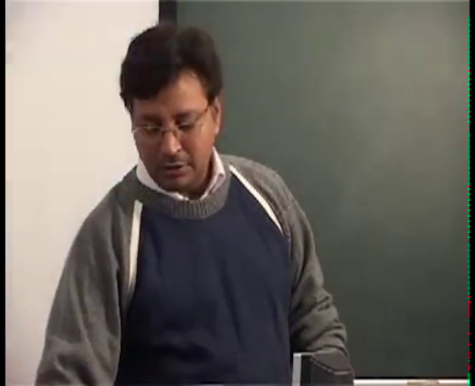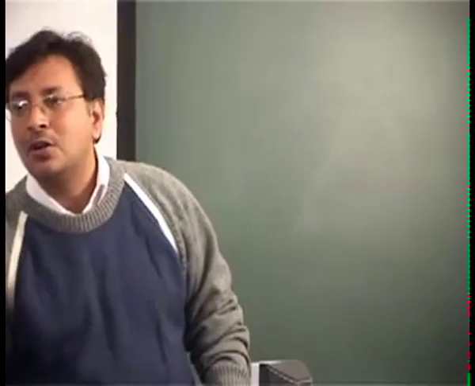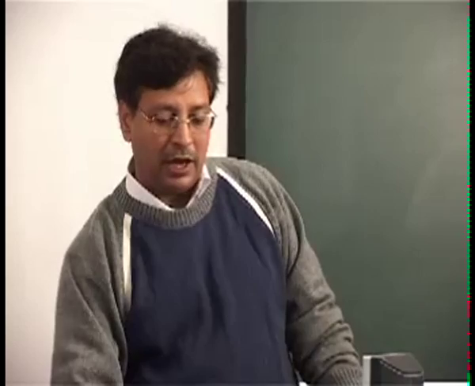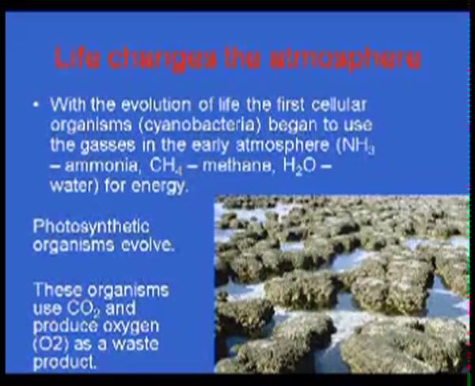So if it could reproduce and multiply very quickly, that might have occurred, we don't know, under the primitive atmosphere or the hydrothermal vents or deep in the Earth's crust, but largely it is believed that it happened in the ocean. That's where the first life happened.